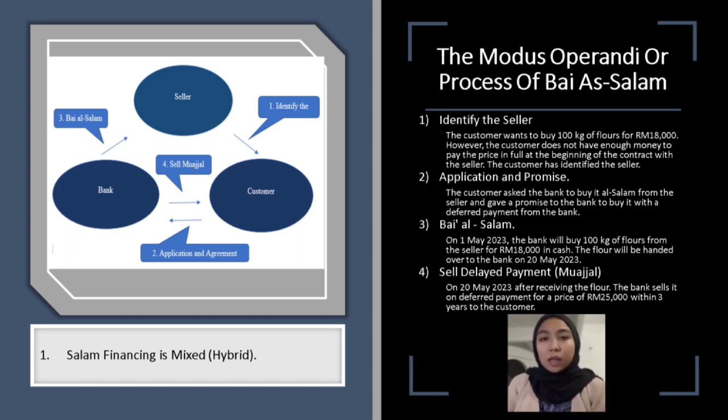Fourth is Sale Delayed Payment or Mu'ajjal. On 20 May 2023, after receiving the flour, the bank will sell it on deferred payment for a price of RM25,000 within 3 years to the customer.